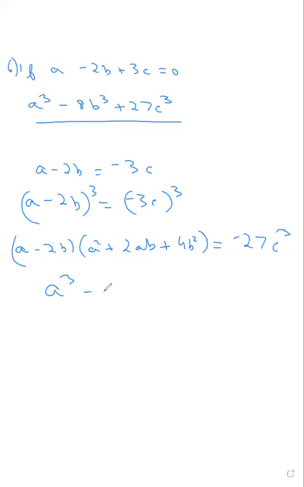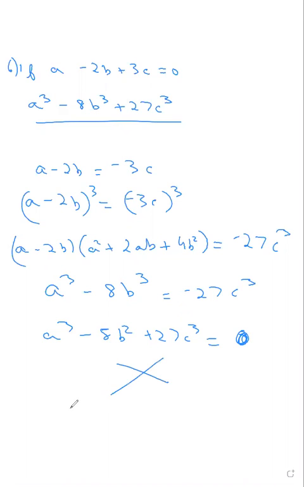So a cubed minus 2b the whole thing cubed will be a cubed minus 8b cubed. Yes, sir. 8b cubed is equal to minus 27c cubed. So a cubed minus 8b cubed plus 27c cubed is equal to 0. No. Think where you're going wrong. Okay, sir, I will solve it once again. Think again.